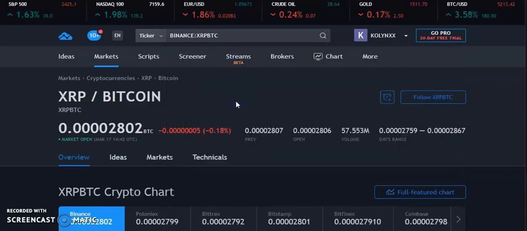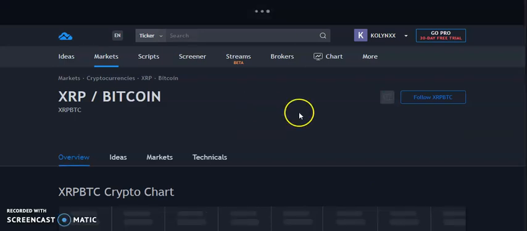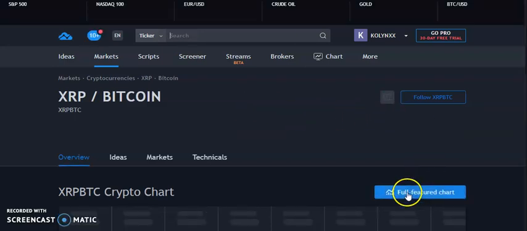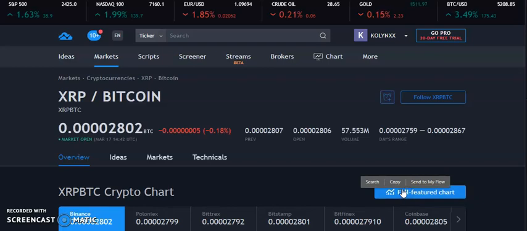Okay, so you wait for it to come up. Wait for it to load up, and it has finally loaded up. We go to full featured charts for us to have a broader view of what we want to analyze.